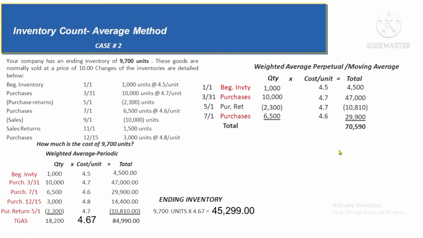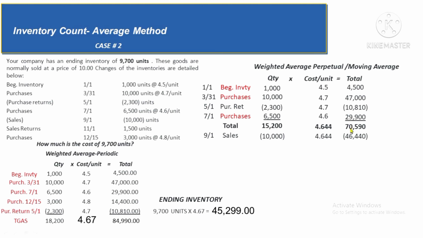But how do we do that? Let's add them all up. Of course, deduct the purchase returns, and we're going to get 70,590. Let's do the same in the units column, and we will get 15,200 units. So the average cost can be computed by this: 70,590 divided by 15,200 units, which is 4.644 per unit. We are going to use this 4.644 as the cost of the sales of 10,000 units. So we have 10,000 times 4.644, and we will have a total of 46,440, and we need to deduct that on this balance.